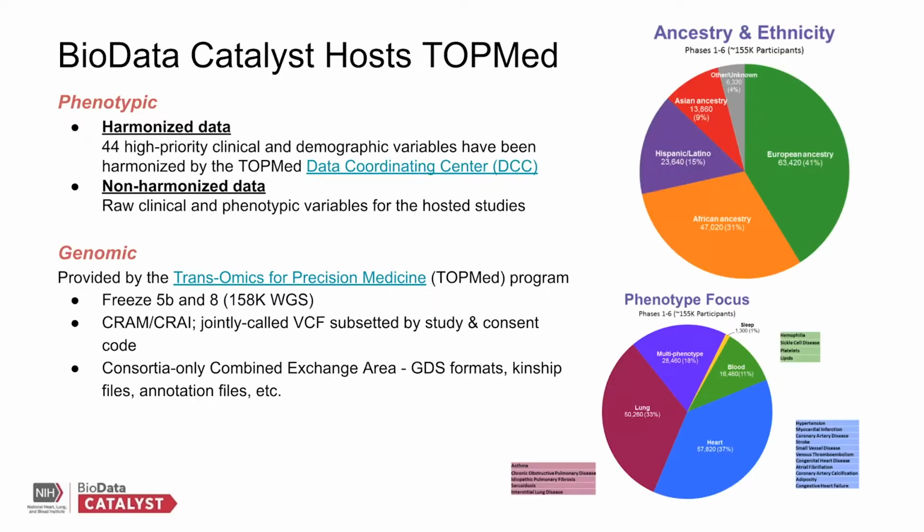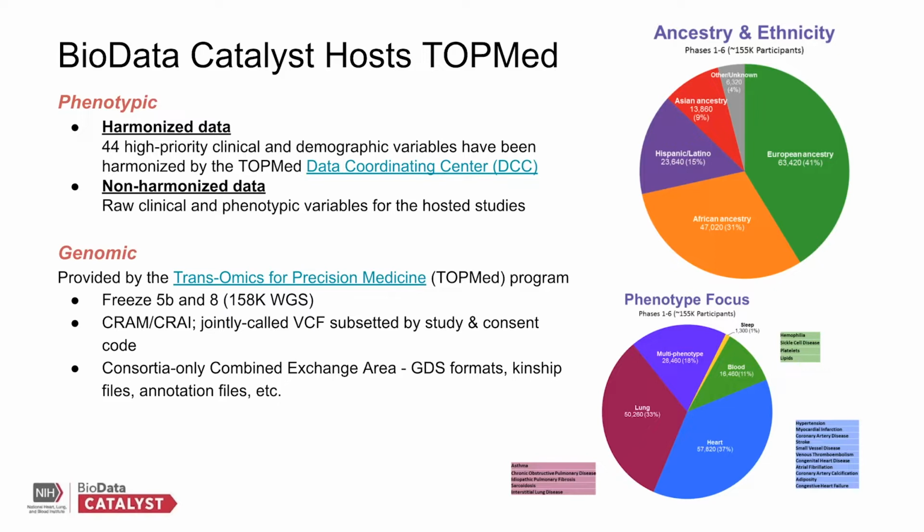One example of a hosted data set I wanted to point out is the TopMed program, which provides rich phenotypic and genomic resources. Currently, there are 44 high priority clinical and demographic variables that have been harmonized previously by the TopMed Data Coordinating Center that you can leverage in your association tests. And you'll also have access to the non-harmonized raw clinical and phenotypic variables that are available for hosted studies.